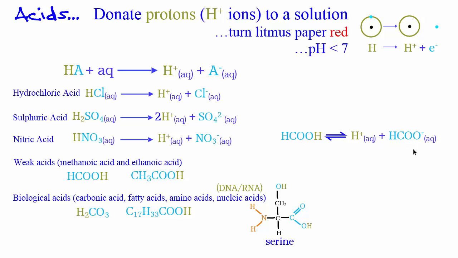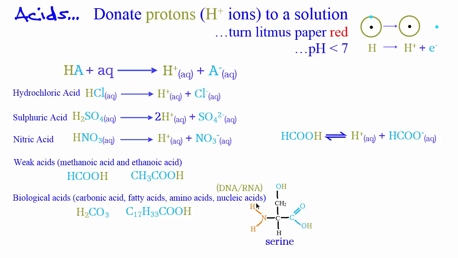So this partial dissociation is what makes these acids weak. Methanoic acid, ethanoic acid, remind yourself of AS chemistry and how we've named these. Other biological acids that you may come across, here's carbonic acid, which helps regulate the pH, helps buffer the pH of the blood. It's also a way that CO2 is carried in the blood by forming this carbonic acid. We've also got fatty acids, which are long hydrocarbon chains with a carboxyl group attached.